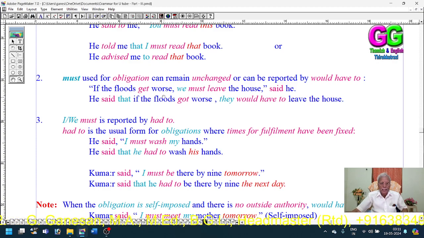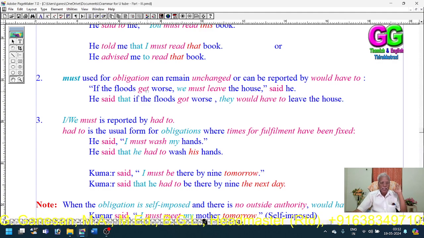If the floods get worse, we must leave the house, he said. He said that if the floods got worse, they would have to leave the house here. Must has been changed into would have to. That is, when must is used for obligation, must can be kept unchanged or must can be replaced by would have to. Both forms can be used. Here I have given replacing must by would have to.